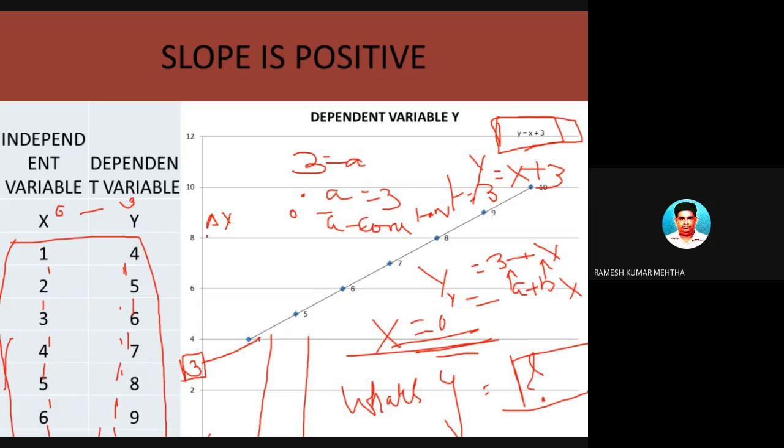So delta y by delta x, the change in number of marks due to the change in number of hours. From 4 to 5 marks, the change is 1. From 1 to 2 hours, the change is 1. So 1 divided by 1, you will get 1x. So b is equal to 1, because anything multiplied by 1 gives you x. So this is the equation. I hope you have understood how to derive y is equal to a plus bx.